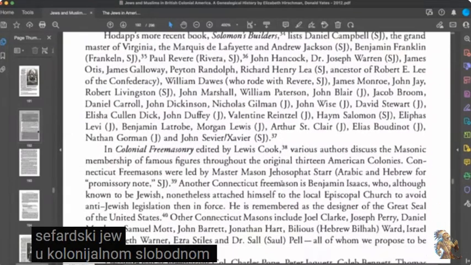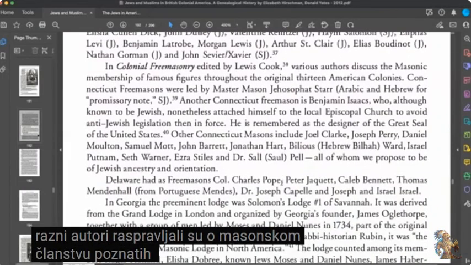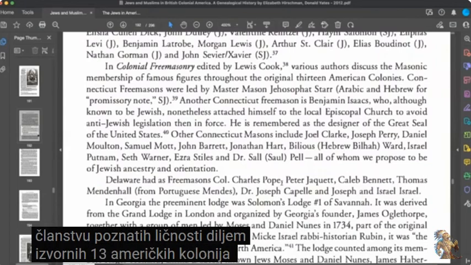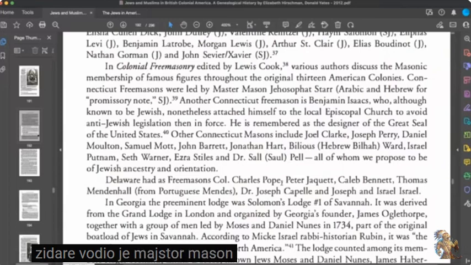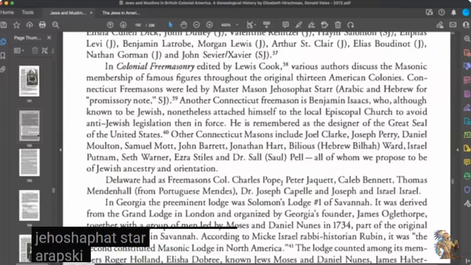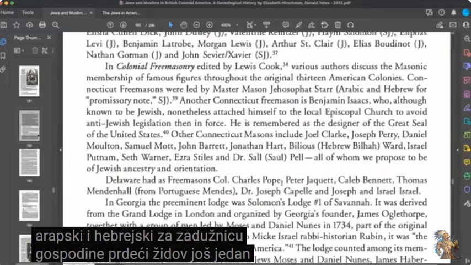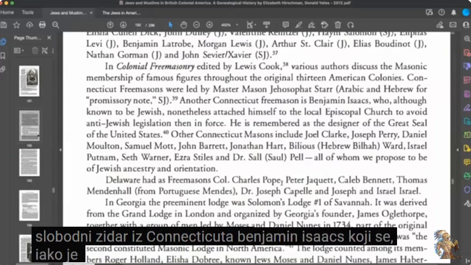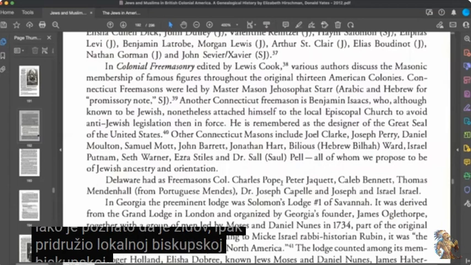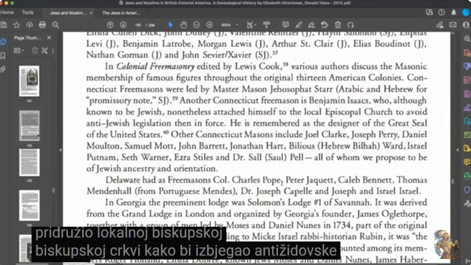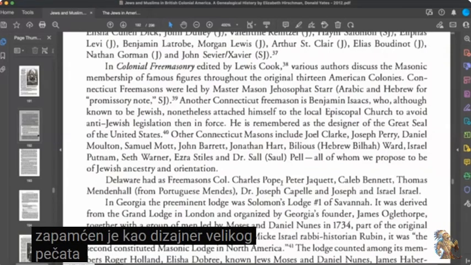In Colonial Freemasonry, edited by Lewis Cook, various authors discuss the Masonic membership of famous figures throughout the original 13 American colonies. In Connecticut, Freemasons were led by Master Mason Jehoshaphat Starr, Arabic and Hebrew for promissory note, Sephardic Jew. Another Connecticut Freemason is Benjamin Isaacs, who, although known to be Jewish, nonetheless attached himself to the local Episcopal Church to avoid anti-Jewish legislation then enforced. He is remembered as the designer of the Great Seal of the United States.